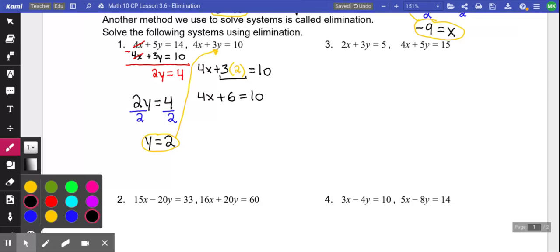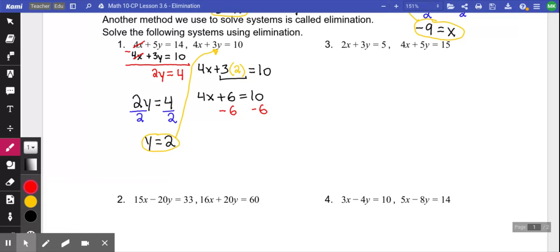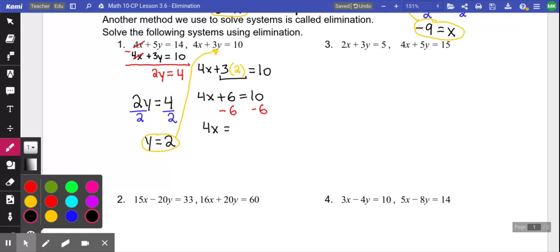And now I have one letter on one side, so I need to start moving things away from it to solve for x. Which number am I going to have to move first? The 6 will have to move first. And because it's plus 6, I'm going to subtract 6. This leaves me with 4x equals 4. I already know what this one is.